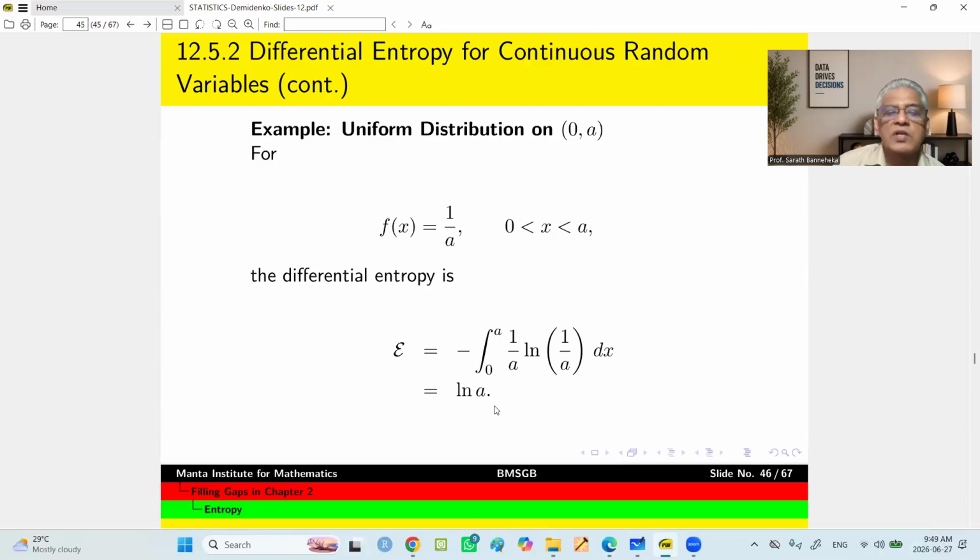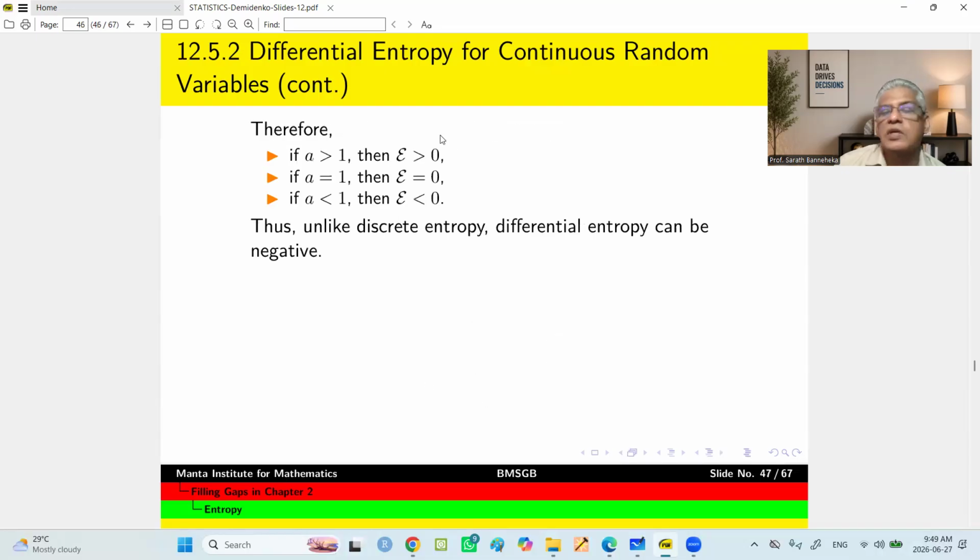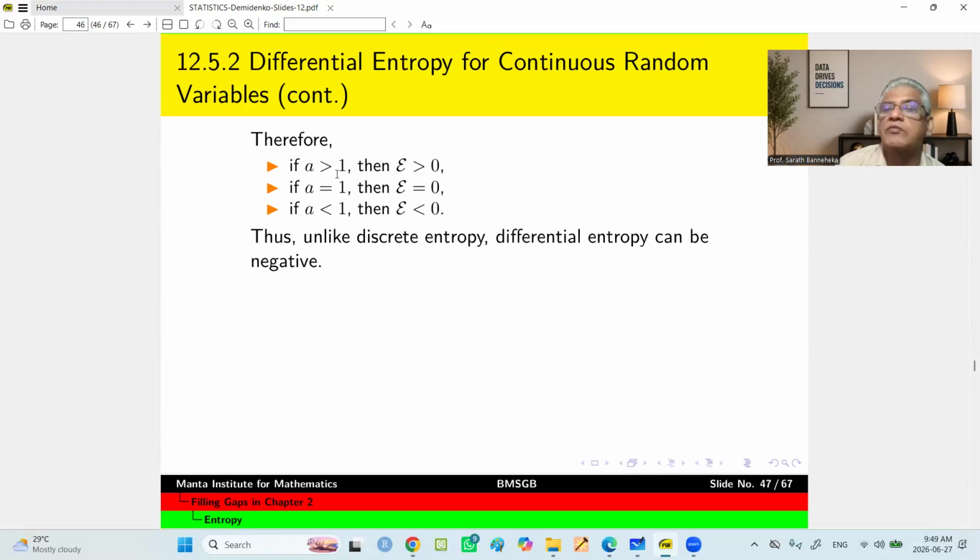But whether this is positive or negative depends on what this a is. If a is less than 1, this will be negative. Otherwise, if a is greater than 1, this will be positive. So in general, it can be positive or negative. If a is equal to 1, that means the random variable has a uniform distribution in the 0 to 1 interval, in that case, entropy is equal to log 1, which is equal to 0. So in general, in this case, the entropy can be greater than 0, equal to 0, or less than 0.